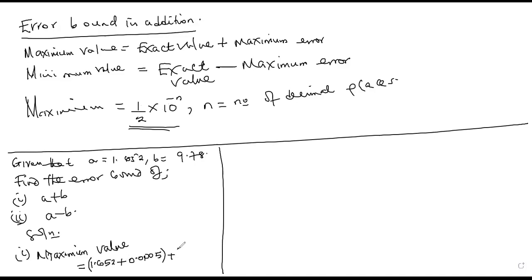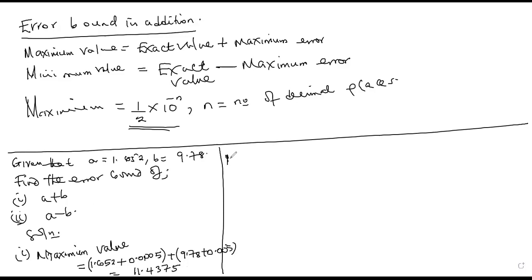Then plus, we are adding a B. So the exact value of B is 9.78. We add its maximum error. You count decimal places, there are 2, so you will say 0.00, then 5. So this one will give you 11.4375. So that is our maximum value of A plus B.